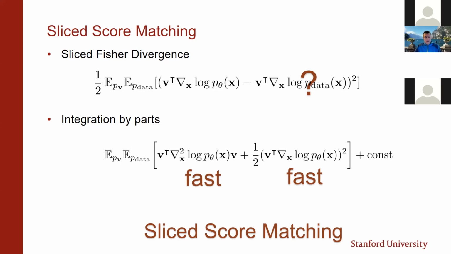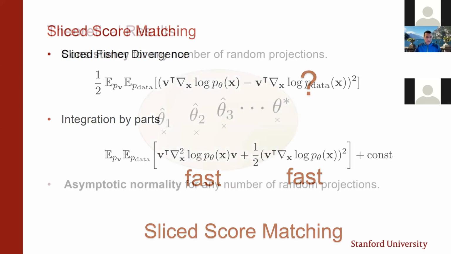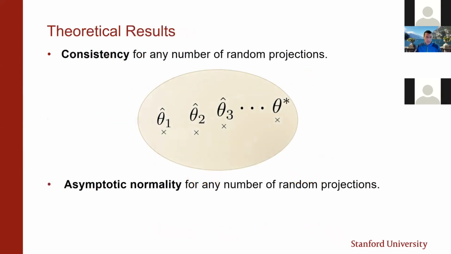It turns out that this objective still has the nice theoretical properties that we had before. If you do learning based on sliced score matching instead of score matching, you still get consistent estimators for any choice of the number of random projections that you apply at every point, as long as you use at least one. And you also get nice properties like asymptotic normality for the estimator that you obtain by optimizing the sliced score matching objective.